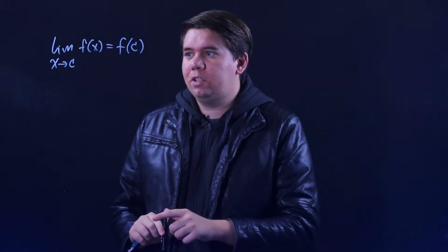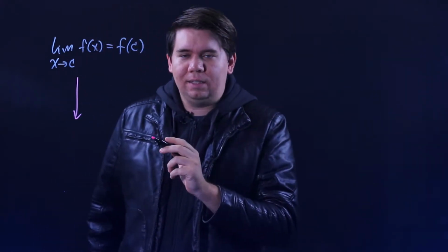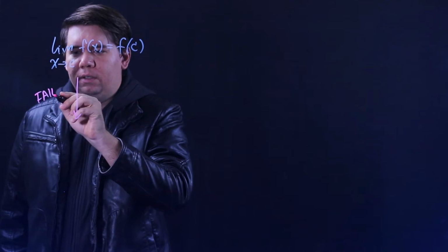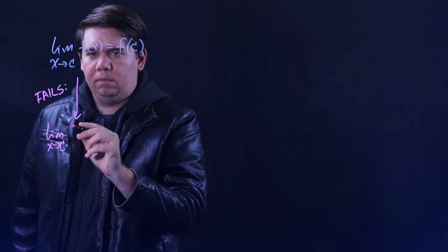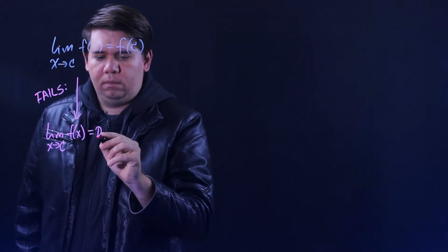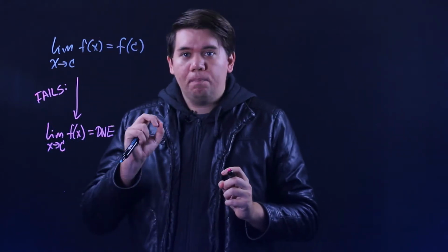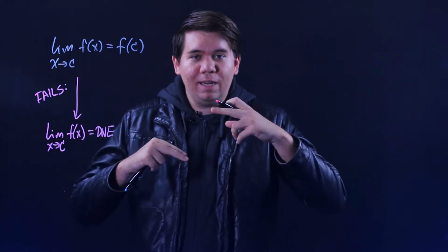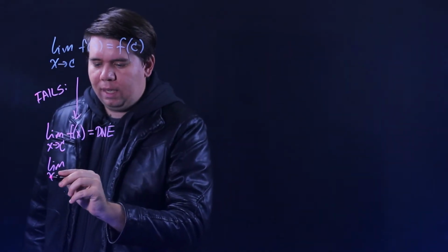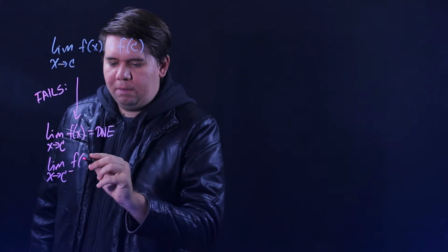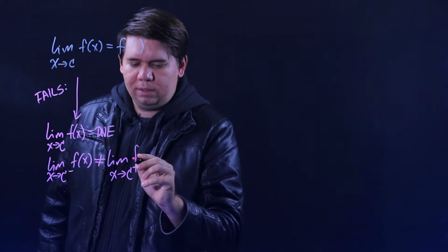The first way it could fail to be true is if the limit does not exist. So what might make it so the limit does not exist? Well, you might have it that your left-hand limit and your right-hand limit both exist, but they're going in different directions. That is, you may have your limit as x approaches c from the left equal something other than what the limit as x approaches c from the right is.